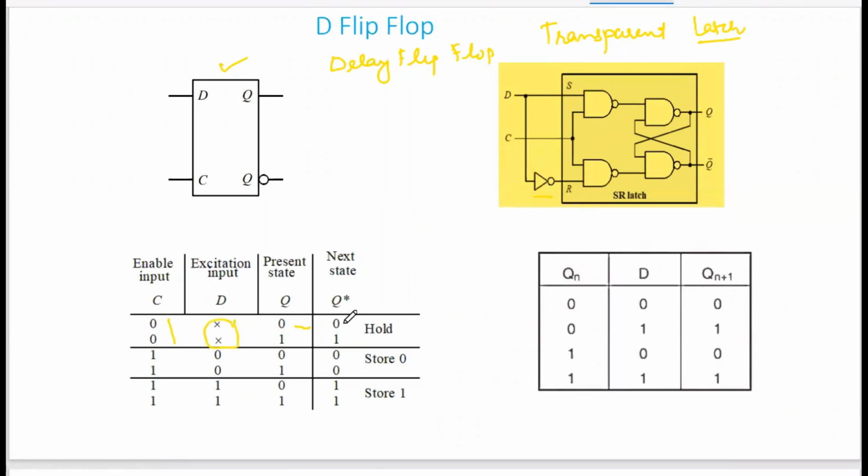if the previous state is 0, the next state will be 0. If the previous state is 1, the next state will be 1. On the other hand, if your clock is high, if your present state is 0, the next state is going to be 0, and if the present state is 1, then it is also going to be 0. So to store 0 in this circuit, what are you going to do? You have to supply 0. So D is 0, S is 0 and R becomes 1.